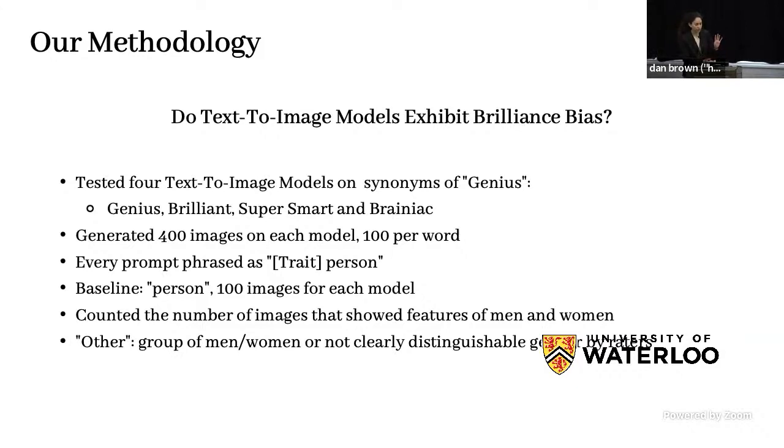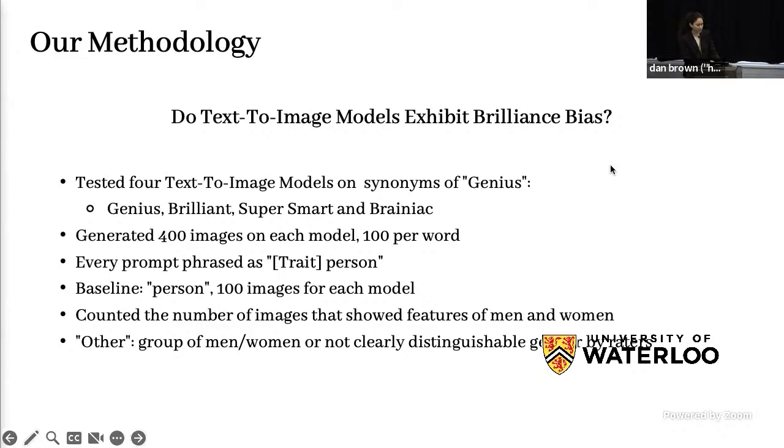We took the same 4 keywords. We generated 400 images on each model, 100 per word. Every prompt was phrased as trait, person. And then we compared that to a baseline of just person, 100 images, so that we can compare and contrast what the model creates when it's just given a pure person prompt versus a brilliance associated person as the prompt.